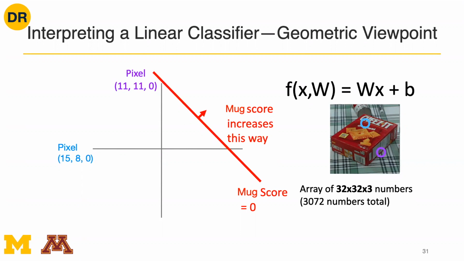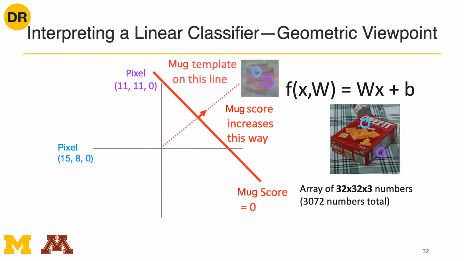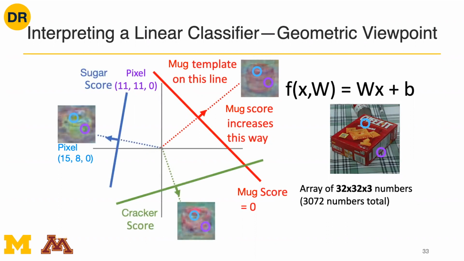Now you can also try to think about what happens if you are moving in a particular direction from the hyperplane. For instance, when you're moving this way, you are trying to match it closer to the mug template, right? If you're looking at the other 2 classes, it happens the same way. When you're moving in that direction, you are matching closer to that particular template.